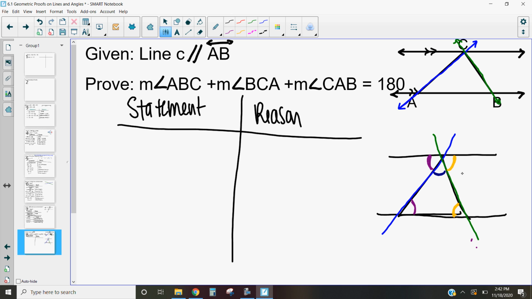In order to make it a proof, we need to attach those reasons behind everything that we do. So let's first start with what we're given, that line C is parallel to line AB, and that was given to us. Okay, so with that given, the next place that we want to start is we know that line segment AC, that creates a side of our triangle, acts like a transversal. Because of that, I want to talk about these purple angles and these orange angles.